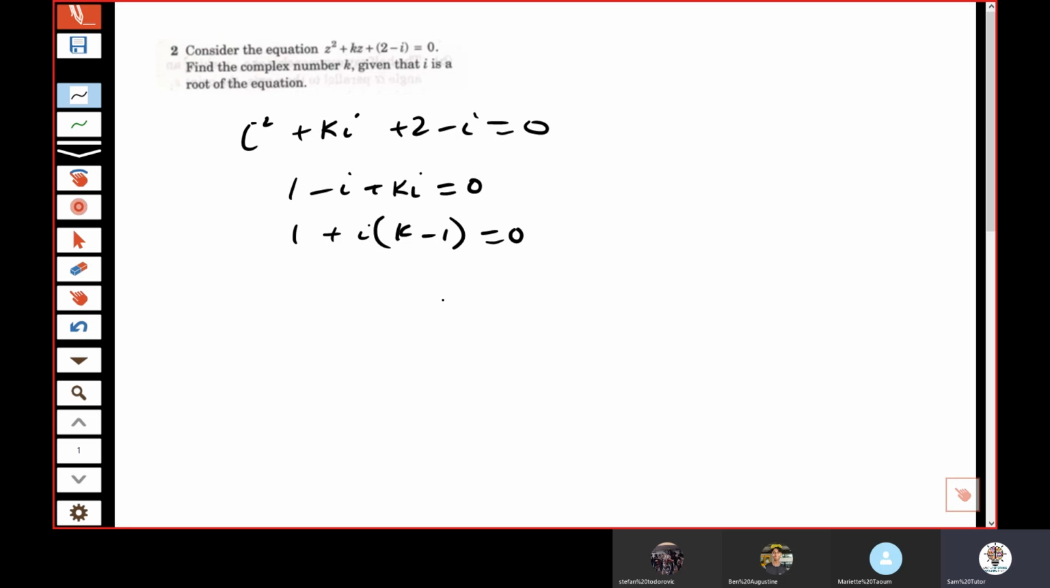Find the complex number k, given that i is a root. Secondary idea, that's what I was going to say. It's not working out, unfortunately, so let's go with the next one. Alpha plus i must equal negative k. So therefore alpha is equal to negative k minus i, and that's your next root. Find the complex number k, though. You haven't found k, actually.